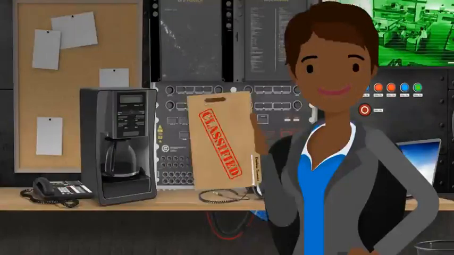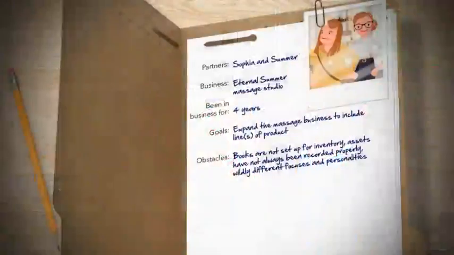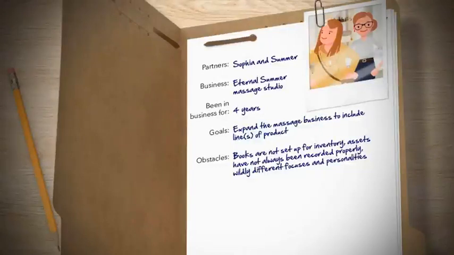Our next situation is a massage therapy business run by 2 sisters. One of them does the books, and the other is the practitioner. Seems like a good partnership, right? But you know how it goes with family business. Not everyone sees eye to eye.